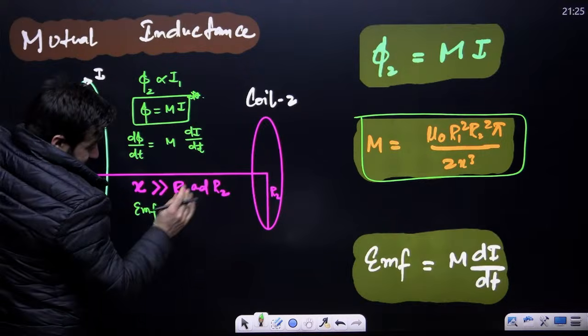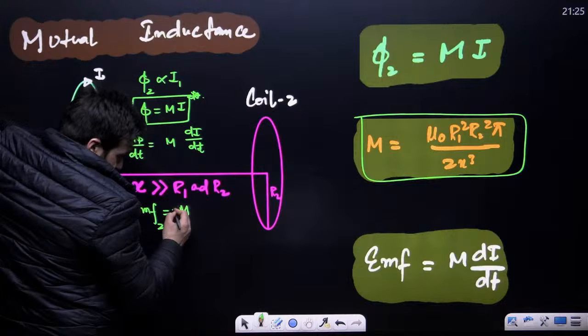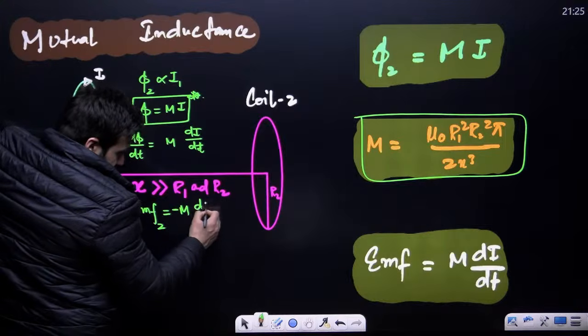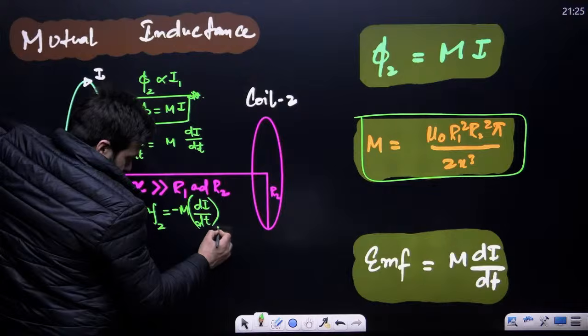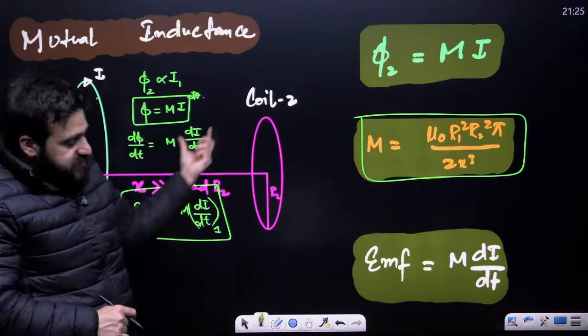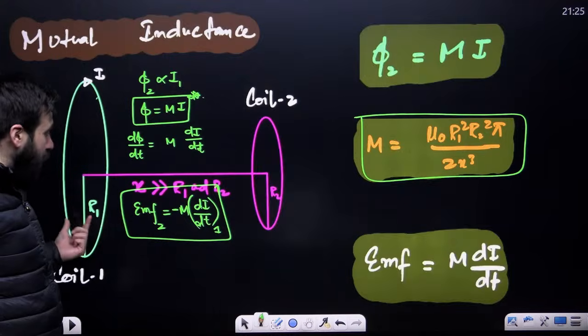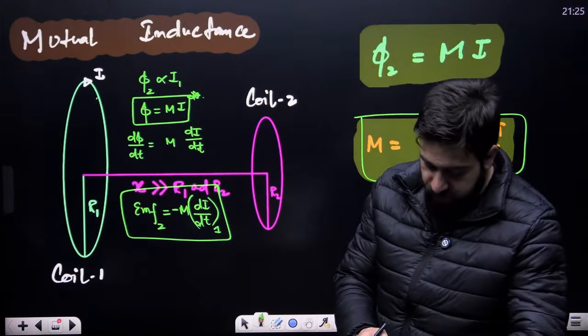By the way, the EMF created in the secondary coil will be equal to minus M di/dt because of Lenz's law, and this change in current is in the primary coil. So this is what we call production of EMF in the secondary coil due to the first coil. This is what we call mutual induction.